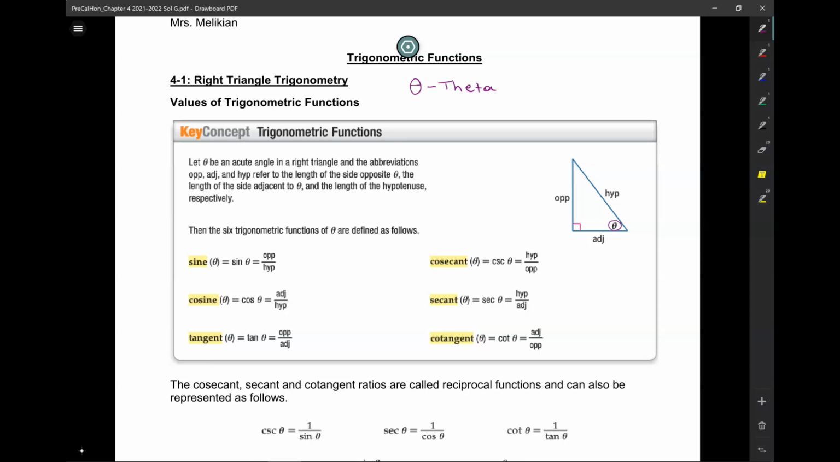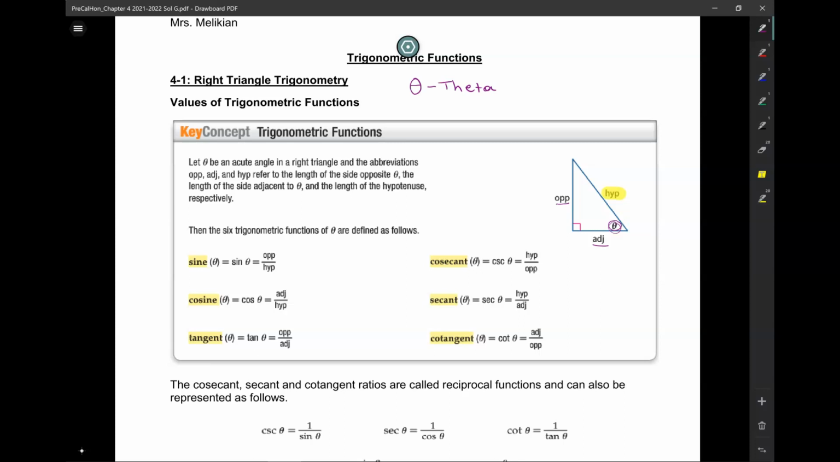Now, if you have your theta labeled where this is labeled, then we know that the longest side of the right triangle is always the hypotenuse, and it faces the 90-degree angle. That leaves us with these other two sides, the two sides of the triangle that make up that 90-degree angle. They are called the legs of the triangle.